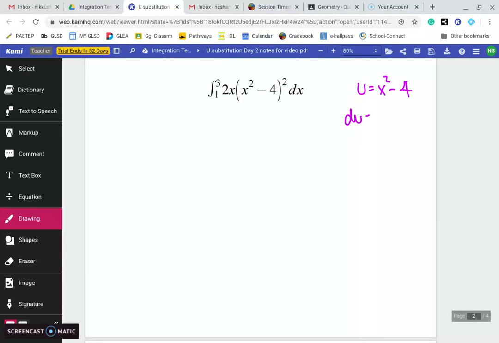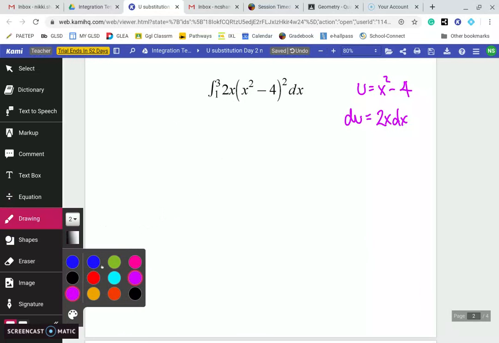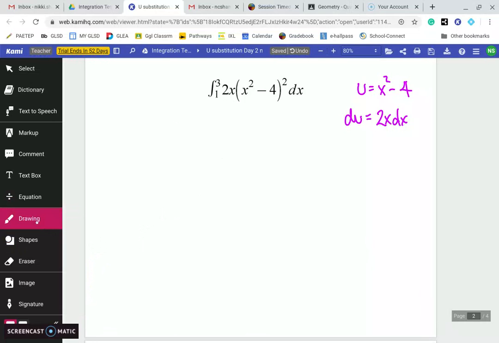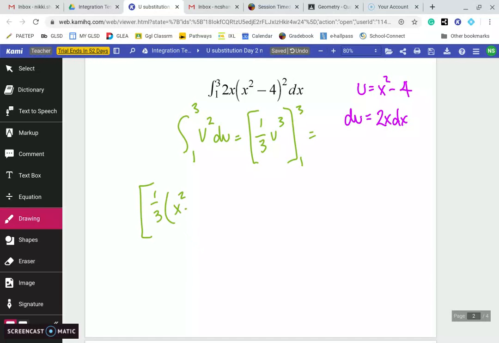Take the derivative of both sides. And good news this time, we need the 2x, and we have a 2x, so I don't have to rewrite or change anything. I can go right to plugging in the u's. So I'll have the integral of 1 to 3 u squared du. And then I'll integrate. So we'll add 1 to our exponent and then divide by the exponent. Now remember, we're not going to plug the 1 and the 3 in there to u. I'm going to put my x quantity back in.